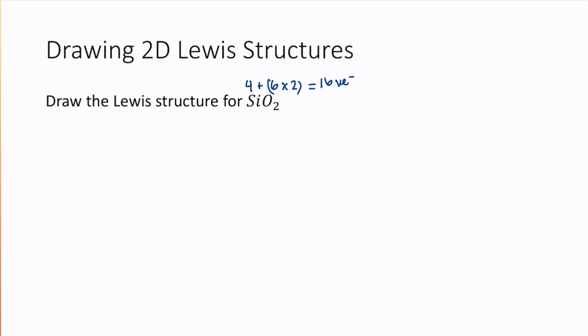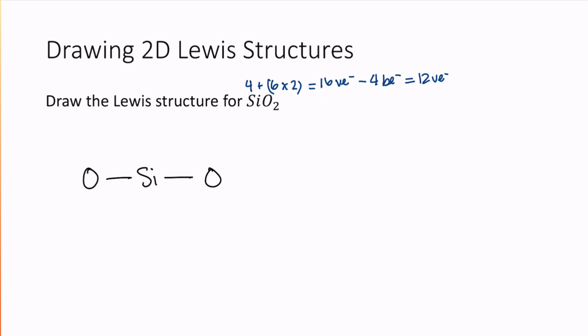Silicon is going to be my central atom. It is the first atom listed, and also it is less electronegative than oxygen. So silicon is going to go in the middle, and I'm going to put oxygen on either side. Now I'm going to make 1 bond between the silicon and each oxygen, and that is going to account for 4 bonding electrons, which means I have 12 valence electrons left over. I need to distribute those electrons and put them in my Lewis structure.